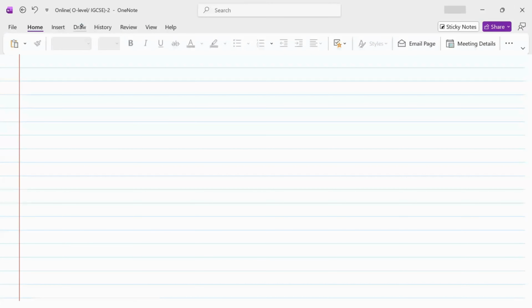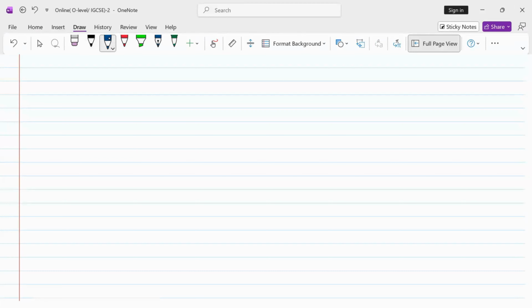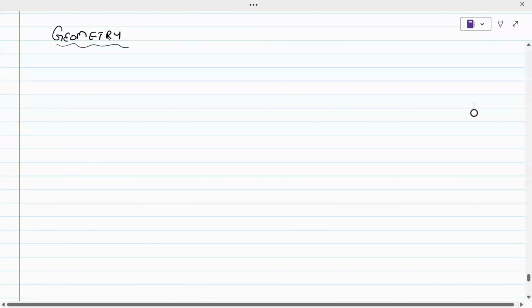Okay, so we are starting with geometry. We'll go with the basics of geometry first. And the basics are we're going to start with the properties of supplementary angles or angles lying on the straight line. Supplementary angles, or angles lying on the straight line.